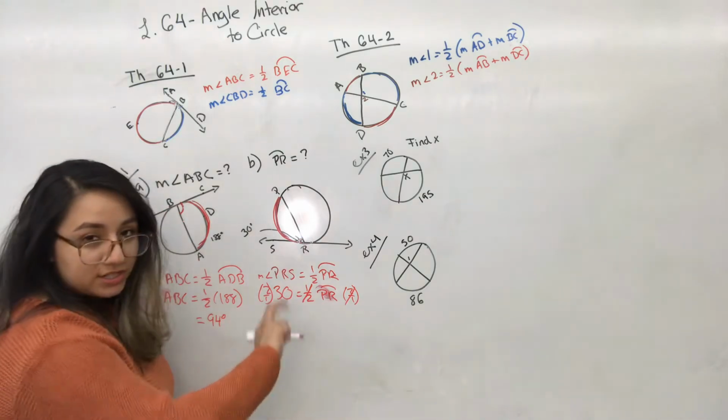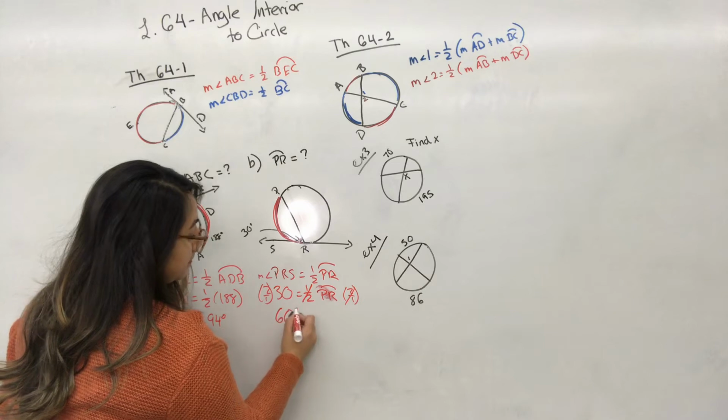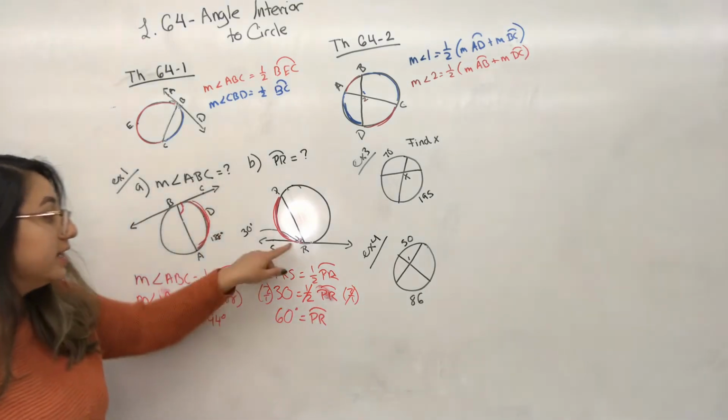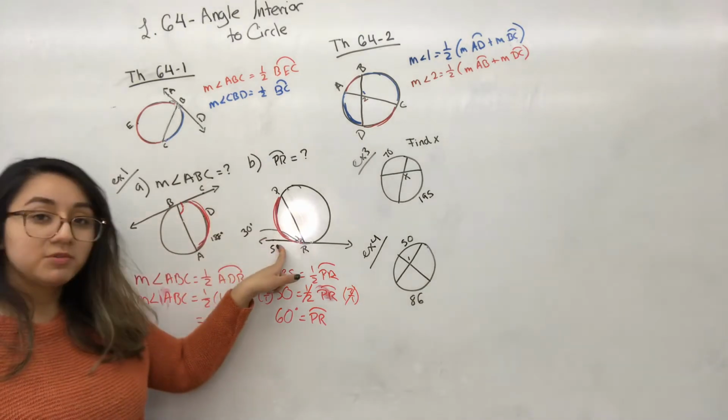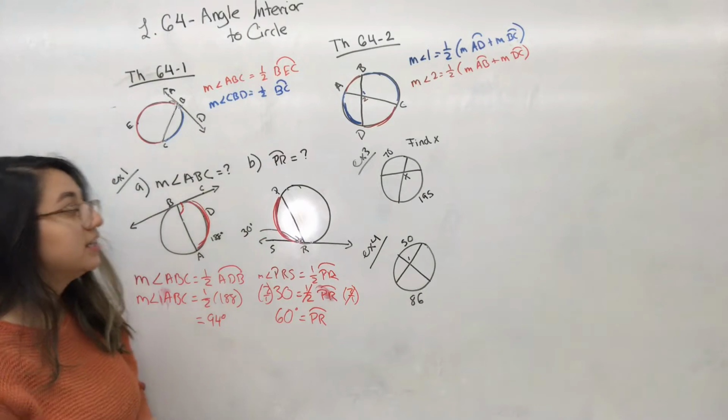But whenever you have fractions, you always multiply by the reciprocal. So then you get 2/1 times 30. Your measurement for PR is 60. So again, the arc is double the size of the angle. The angle is half the size of the arc.